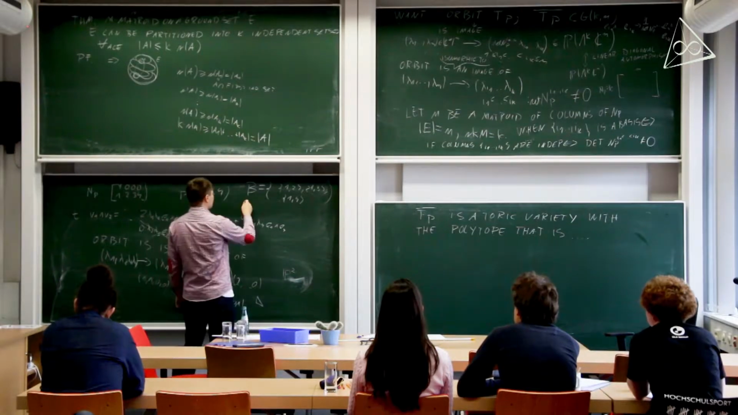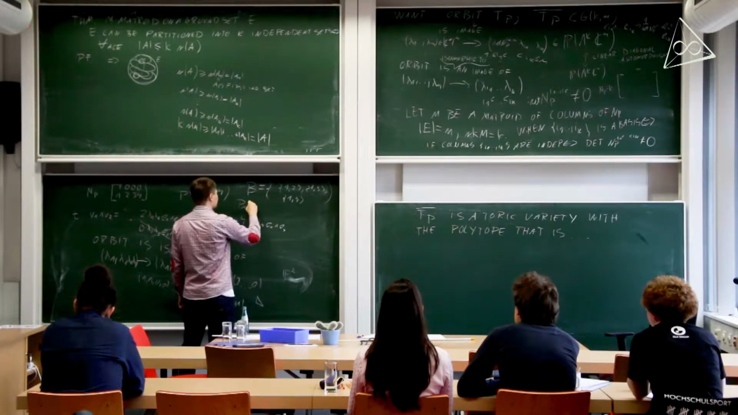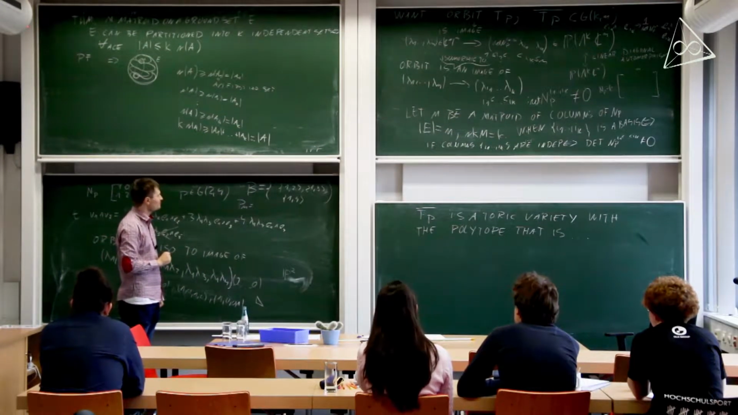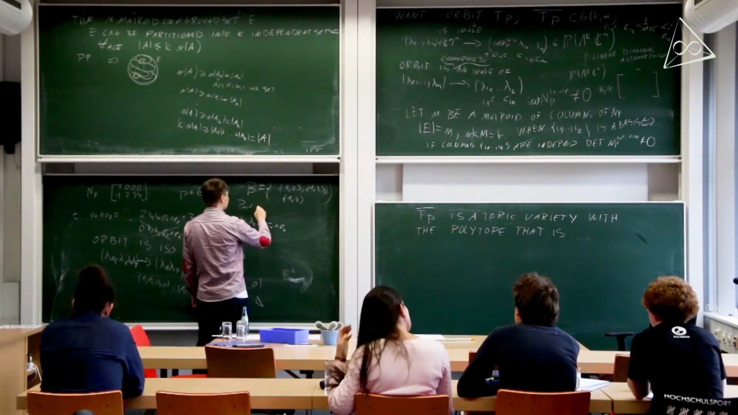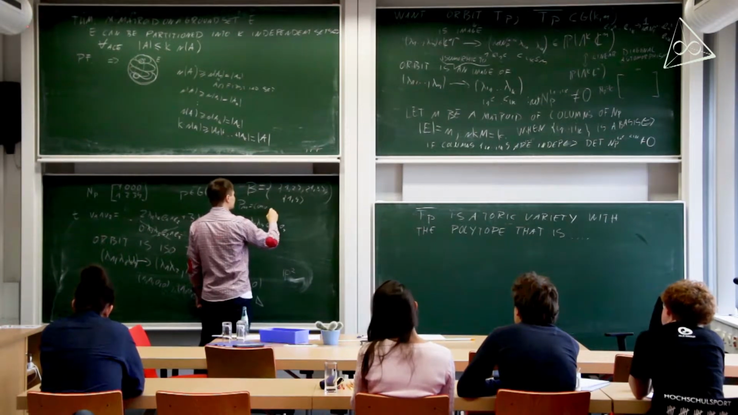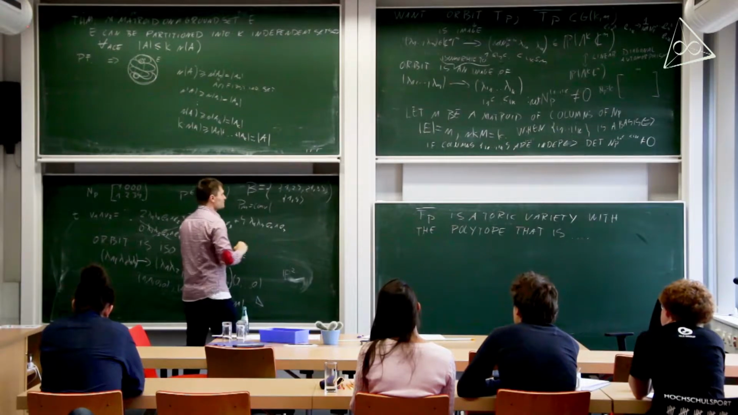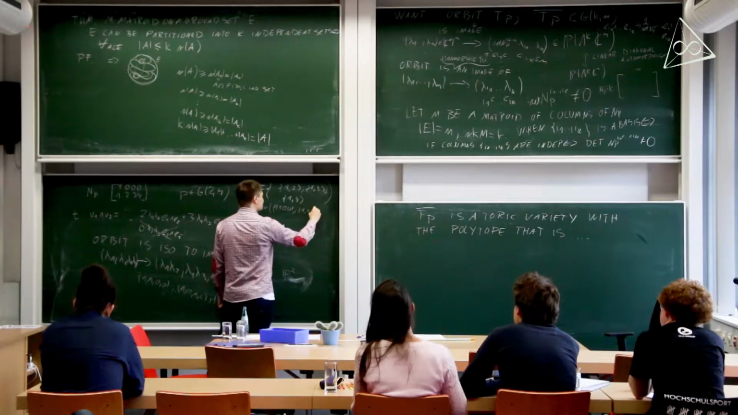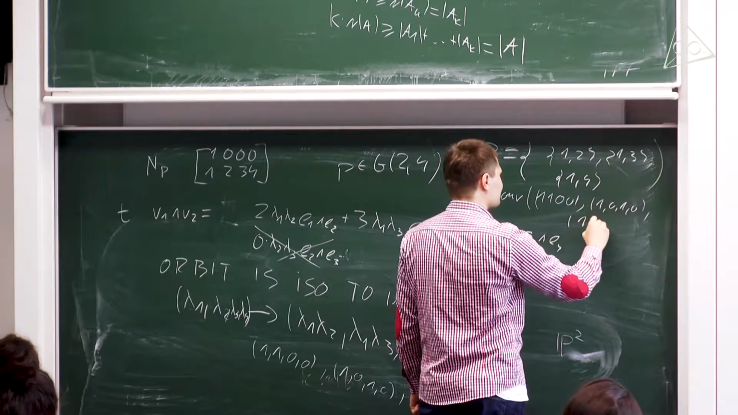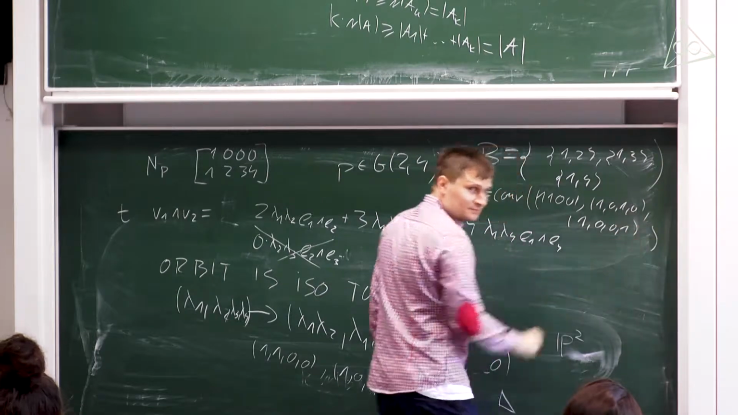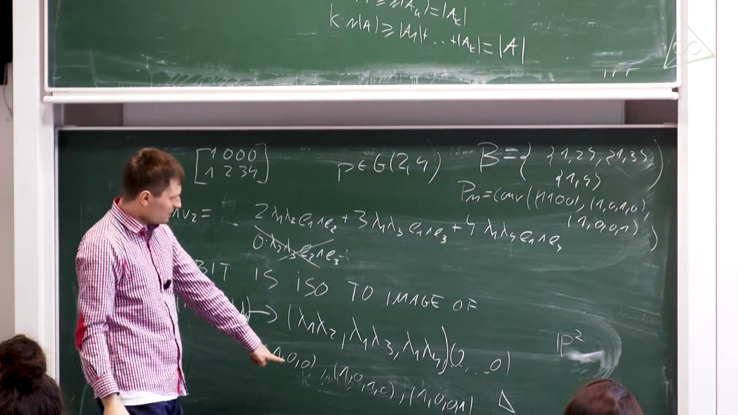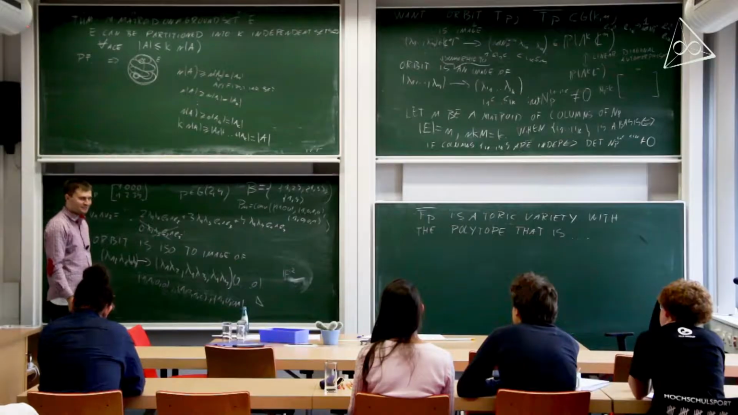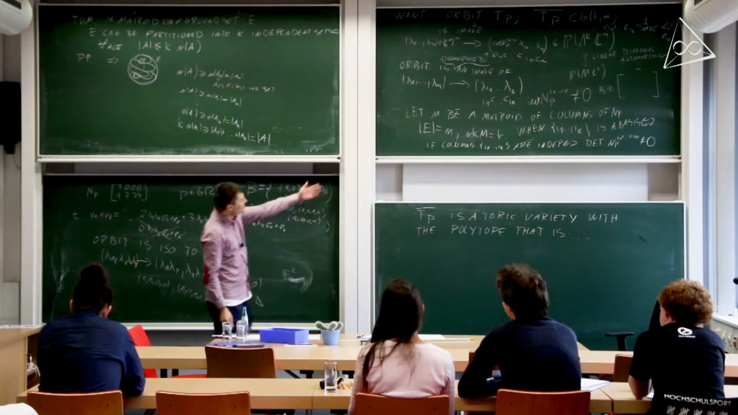What's the matroid base polytope? How many vertices will it have? 3. What will be the vertices? Yeah. 1, 1, 0, and so on. Yeah? What was the polytope representing the map? The same. Is it a coincidence? No, we just proved it.